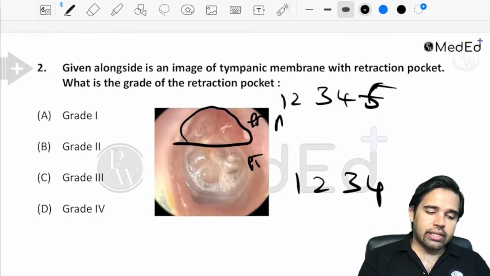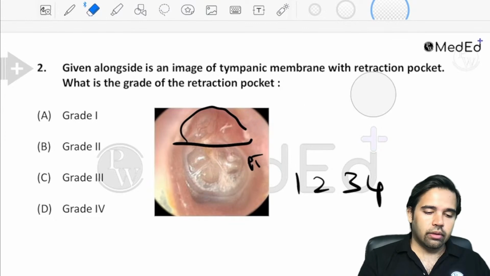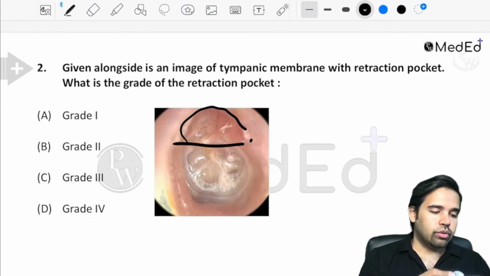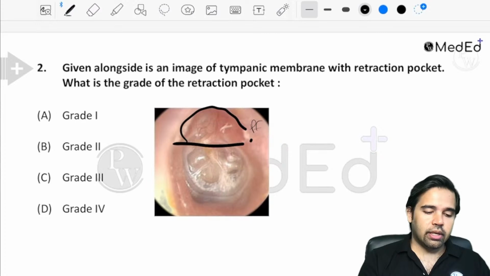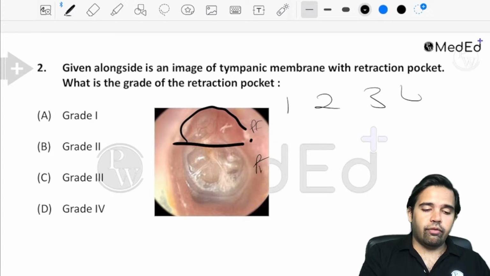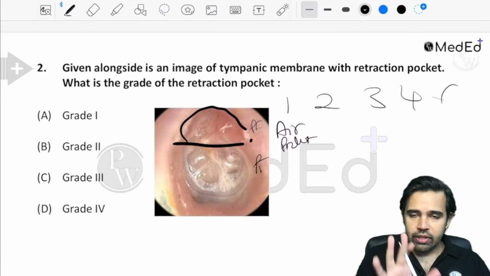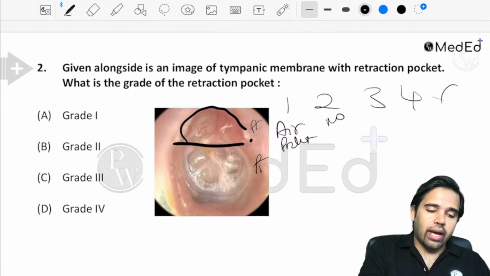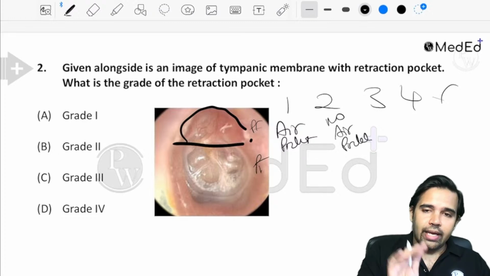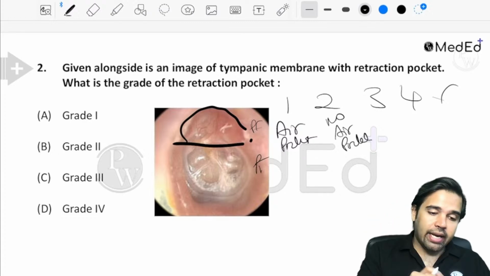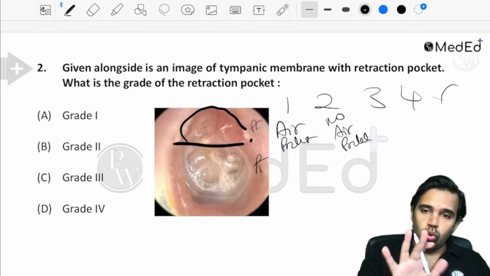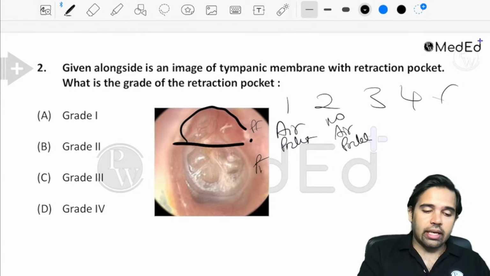Now, pars flaccida, pars tensa. All right. So in pars flaccida, 1, 2, 3, 4, 5. If there is an air pocket seen with the retraction, then that is grade 1. If there is no air pocket, then that's 2. Third one is if it is fully adherent, stuck to the malleus inside, then that would be 3.